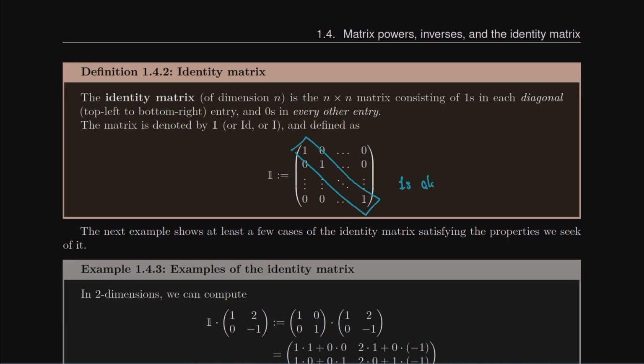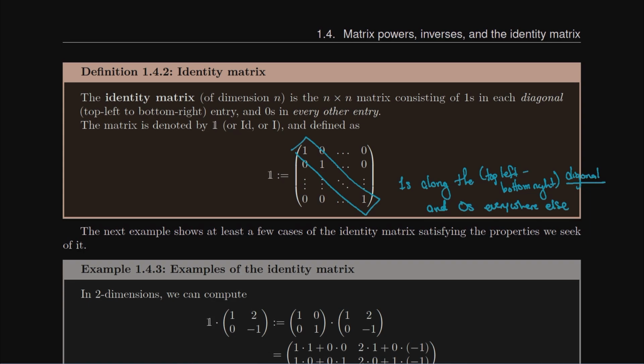So you get 1s along the, and really this is the top left, bottom right. Every time we say diagonal in matrix world, we're talking about this top left, bottom right diagonal. So obviously there's the other diagonal, the bottom left, top right diagonal. We don't refer to that as the diagonal. It's always top left to bottom right. So 1s along the diagonal and 0s everywhere else.